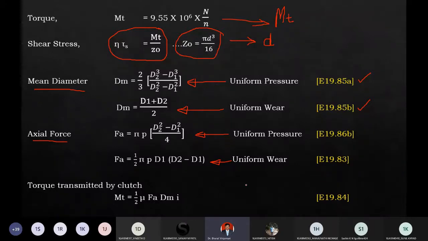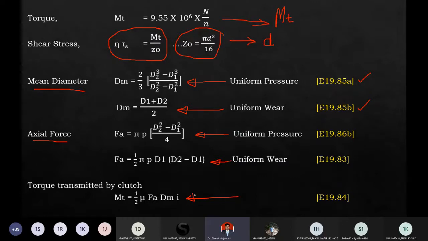Once you have found this, there is one more equation for the torque transmitted by the clutch. The torque transmitted by the clutch is given by equation number 19.84. So these are the only equations which you are going to use to find the dimensions of a single plate clutch.